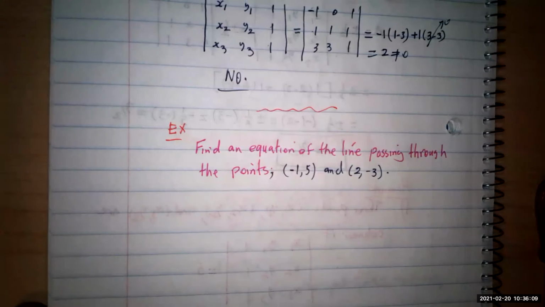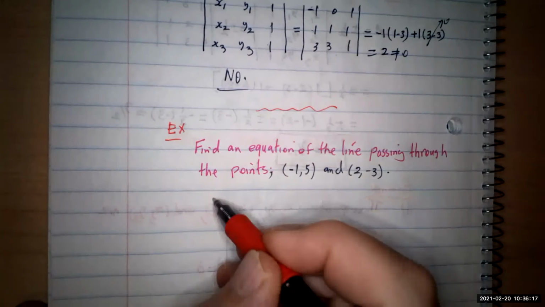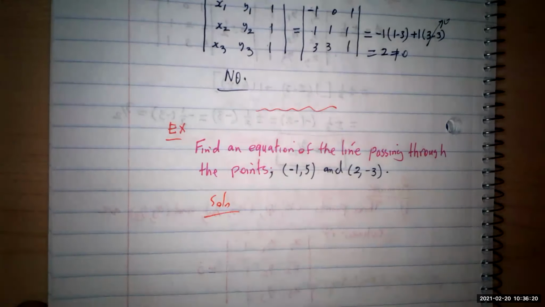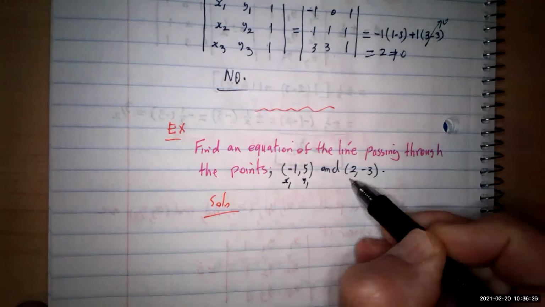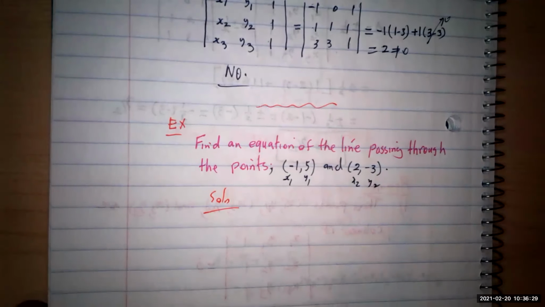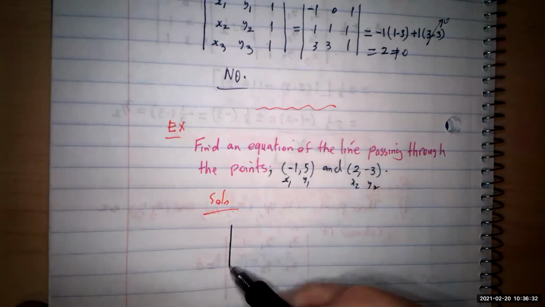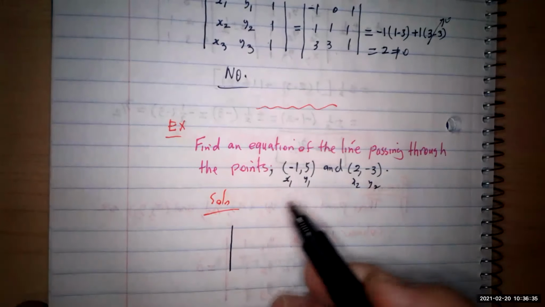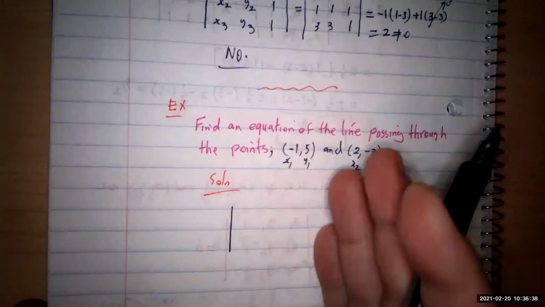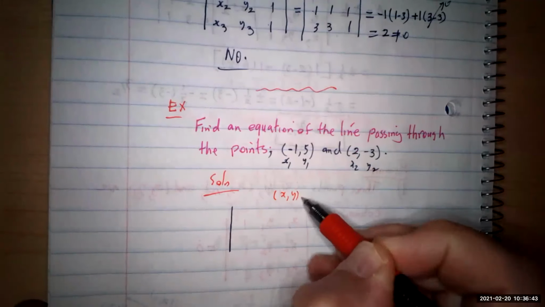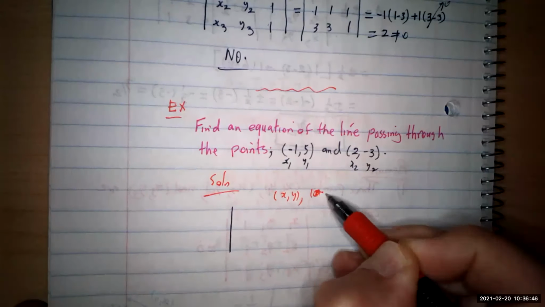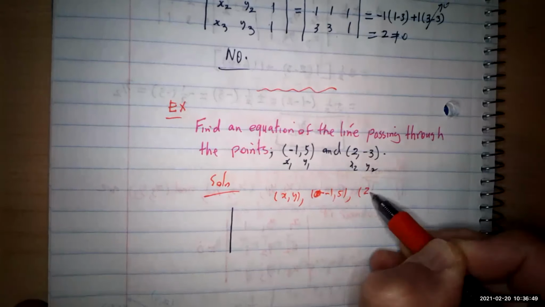Remember, you have the 2 points, you create another one yourself, x comma y, and you assume that they are going to be collinear because they are on the same line. Solution. This is it. We label this one as x1 and y1, x2 and y2, and you create one yourself. You can start with the x and the y, it doesn't matter, or just start with one of these points. Introduce x, y, the first point x1, y1, -1, 5, and the 2 and -3.